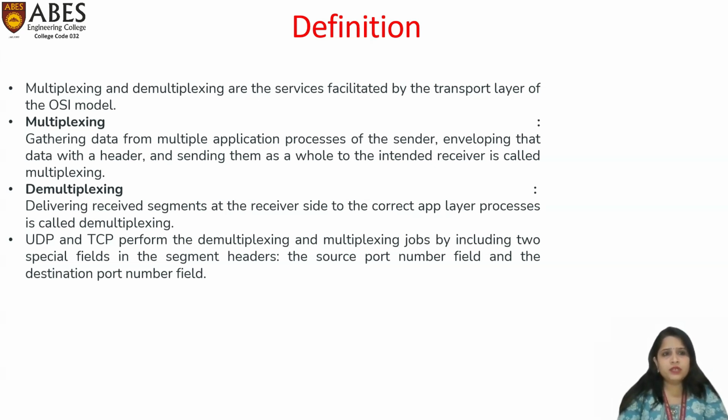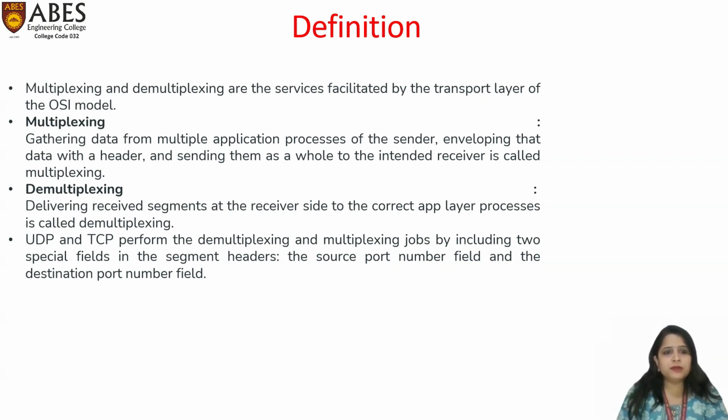Now, what is the goal of multiplexing? The primary objective of multiplexing is that the number of applications running on a single machine can share all the network resources in an efficient manner. That is the primary objective of multiplexing.